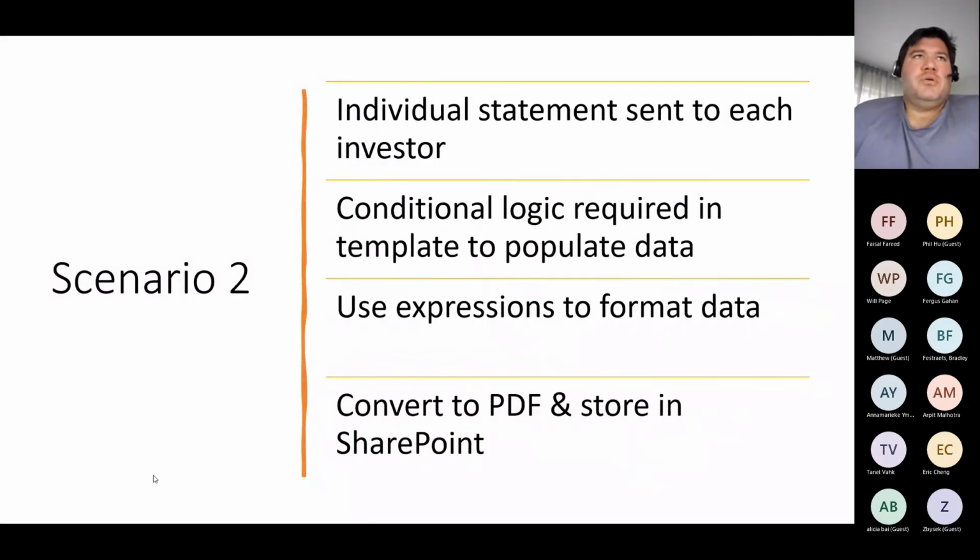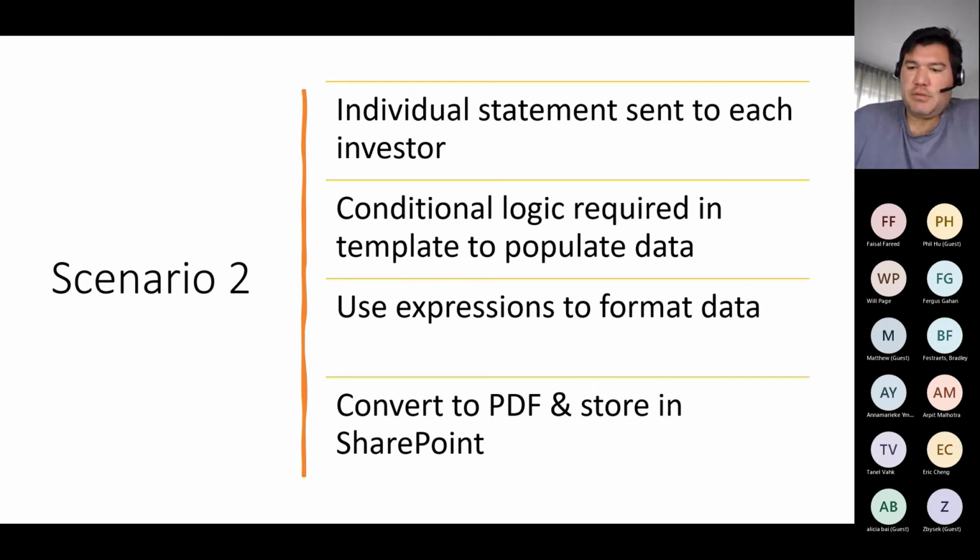And this is where we're going to use Power Automate to create an individualized document template that we're going to send to each investor in a fund. And so this is going to require some conditional logic to populate various fields. So we need to do some if-then considerations and then perform some calculations based on the result of that. Again, we'll use expressions to format the data, and we will convert this to PDF and store it in SharePoint once again.